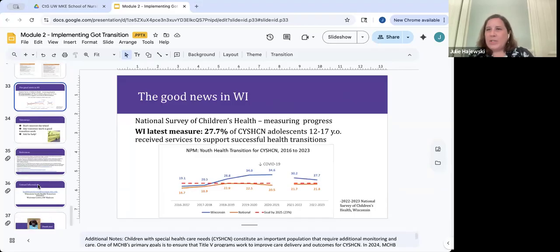So this goes back to just a little bit of that data, as I previously mentioned in Module 1. About 28% of Wisconsin youth with special healthcare needs are getting transition services. That number was a little bit higher a few years ago. We had nearly hit 35%. And then this ugly gap right here is that thing that we're going to forever call the COVID pandemic. And so our numbers have dropped off a little bit, but still, a nice trajectory above our national average and above that goal of 23%.